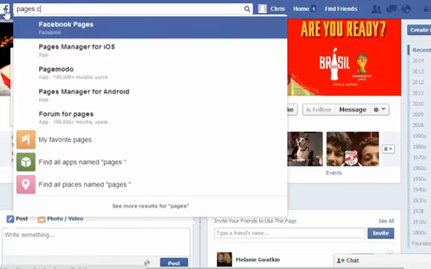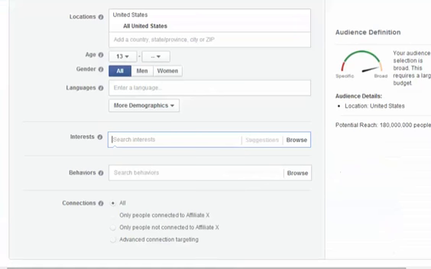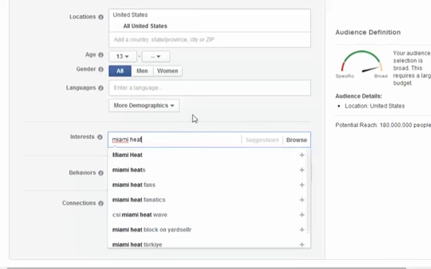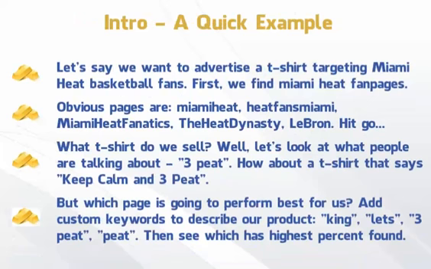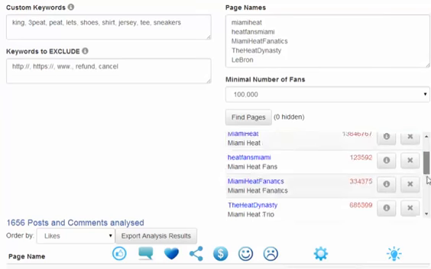I can also refine that slightly, pages called Miami Heat, or I can go over to the Facebook Ads Manager and type in Miami Heat here, and I can basically generate a list of potential pages and interests that we can target. And so doing this for a few seconds brings up an obvious list of a handful of different fan pages that we can target. So then what we do is we go over to Goal Digger and we essentially enter that list of fan pages over here in the page names box, and it brings up basically results that look like this.